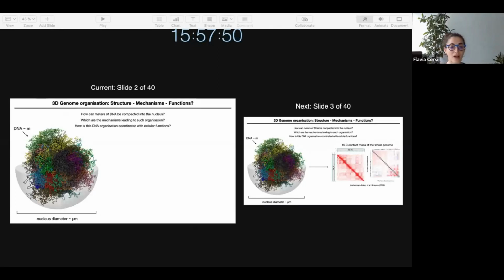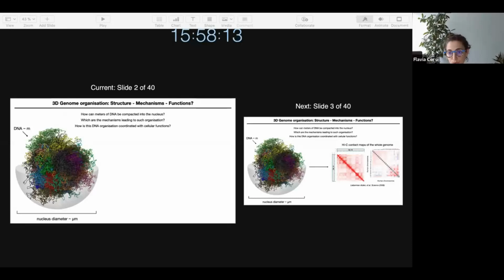So understanding how the genome is organized within the nucleus, which mechanisms can lead to such an organization, and how this three-dimensional organization is linked and coordinated to essential cellular function, has always been a great challenge for both biologists and also theoretical and experimental physicists.